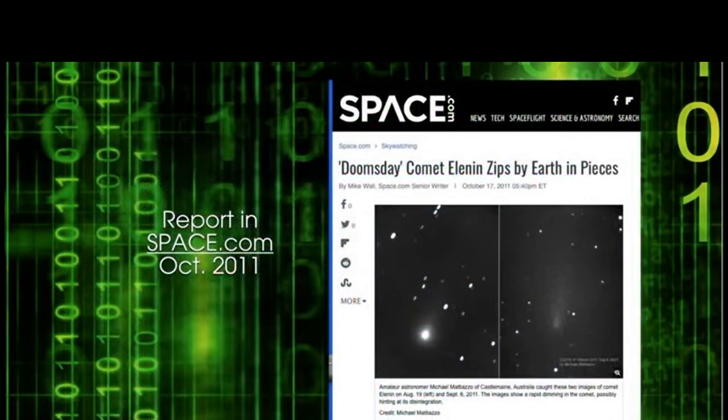Here's actually from space.com, a news item: "Doomsday comet Elenin zips by the Earth in pieces." So there's the physical proof of it happening. Sometimes things are in the Torah codes that we have actual physical proof later that they were true.